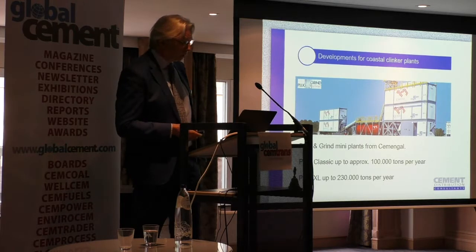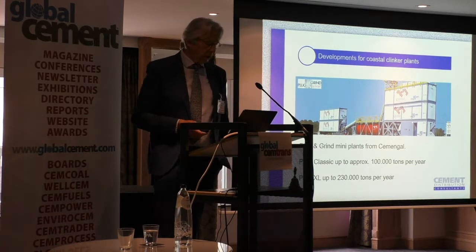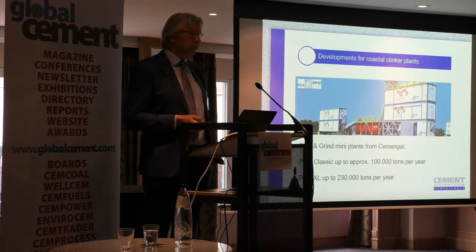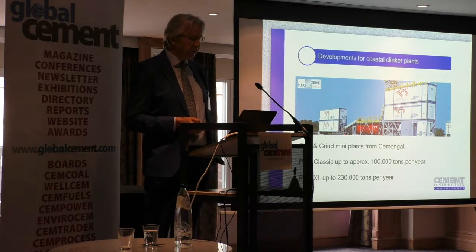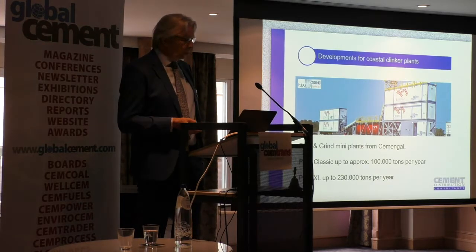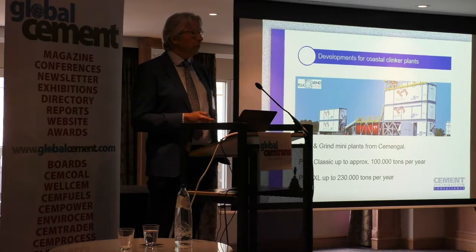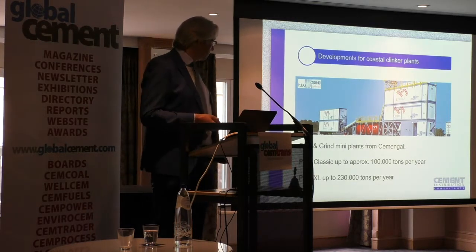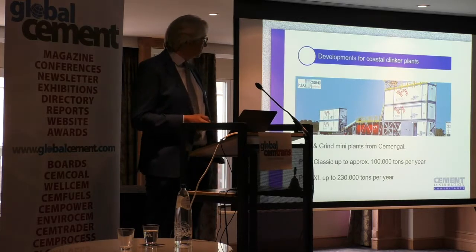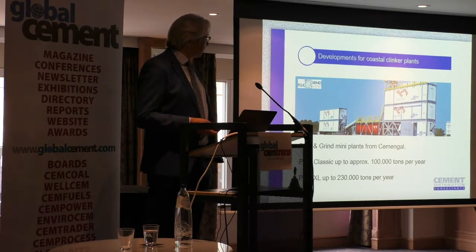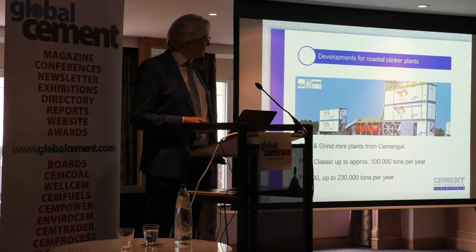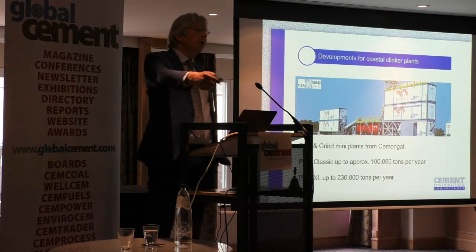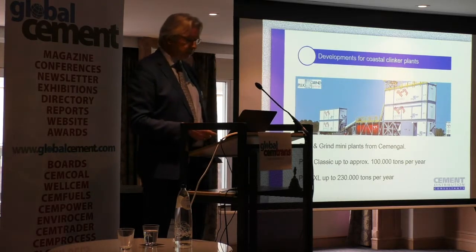So here you see one of these Seaborne mini plants, in which the original one, the classic, can do about 100,000 tons a year, and the new XL model goes up to about 250,000 tons a year. You can put several of them side by side. That's already happening. This is taking off rapidly and is opening new markets for clinker trade.